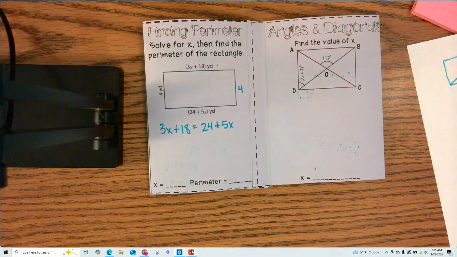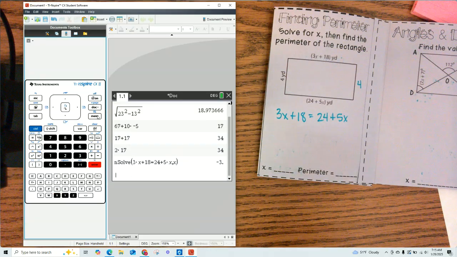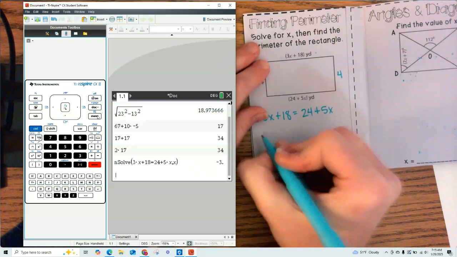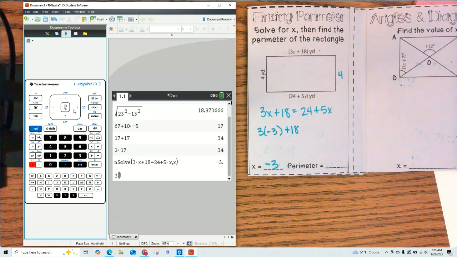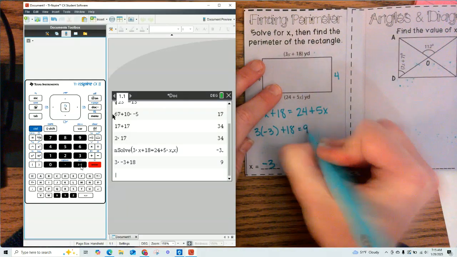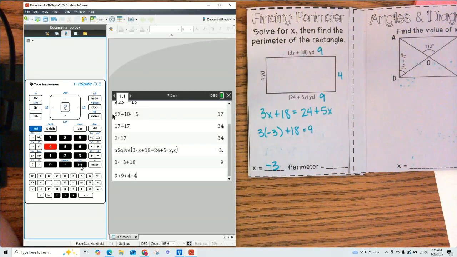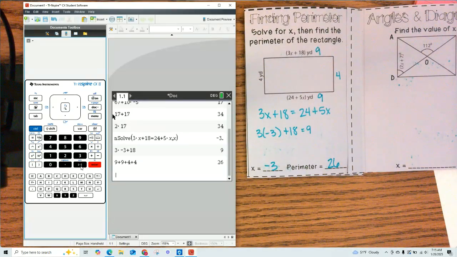For this one, I am just going to use solve on the calculator so we can get the value. So menu 3, 1: 3x plus 18 equals 24 plus 5x, comma x. And so x is going to equal negative 3. Now I need to find this side length, so I can plug that value in. And that gives me a 9. So this side's 9, and that means this side's 9. Now I can just add up all 4 sides, and my perimeter is going to be 26.